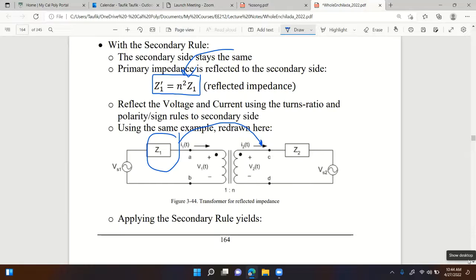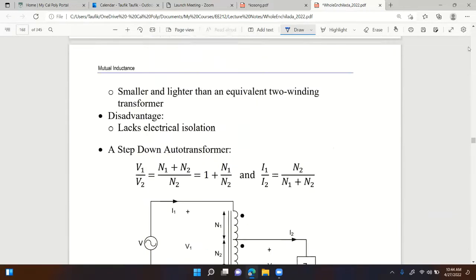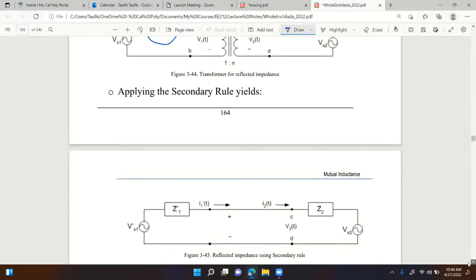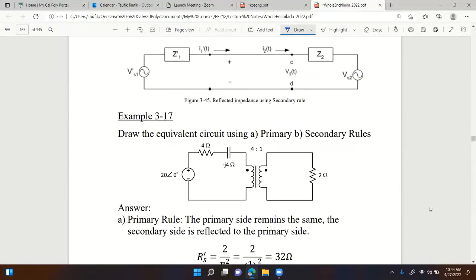And the same thing with voltages and currents. You do the turns ratio relationship to find the reflected value for the voltage and the current. So after you apply the secondary rule, you get this circuit right here. Z1 becomes Z1 prime, VS1 becomes VS1 prime, I1 becomes I1 prime, whereas the secondary side component stays the same. Are there any questions on this?